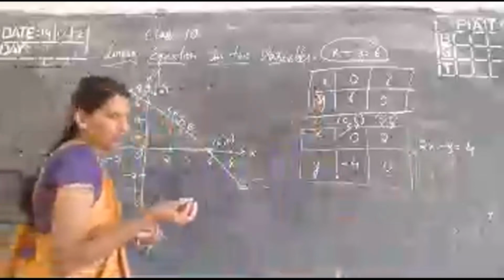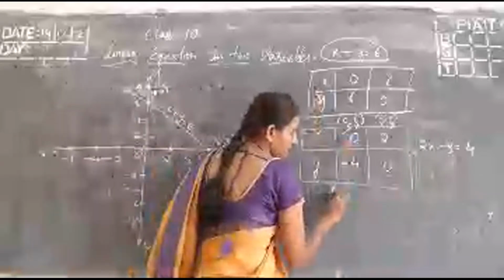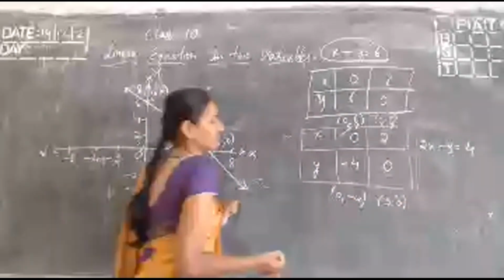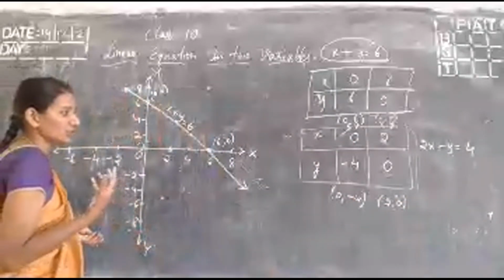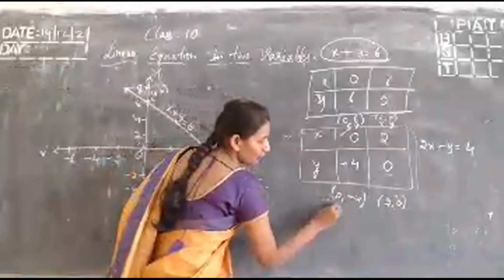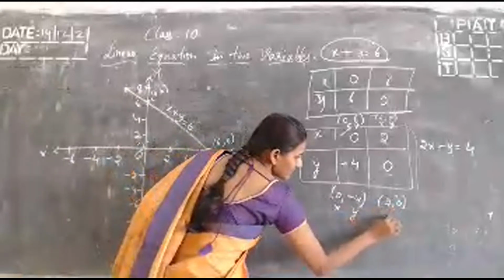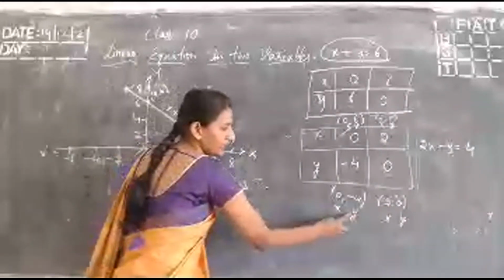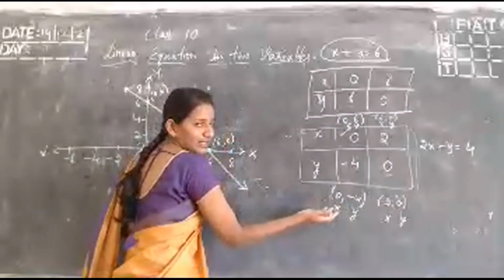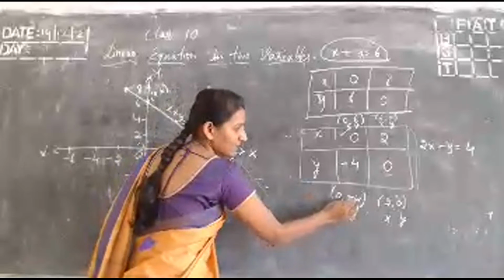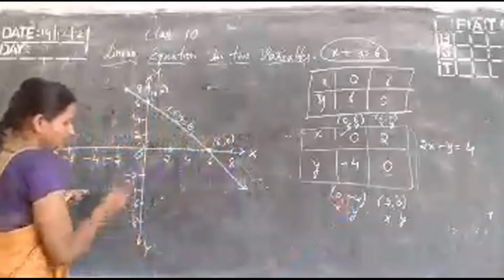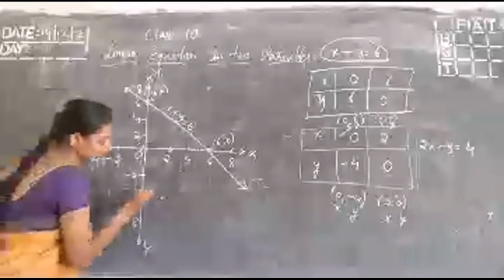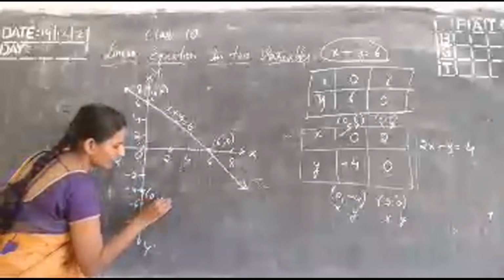We have 2 points again. What are the points here? 0, minus 4 and 2, 0. Where will you plot this 0, minus 4? This is the value of x, this is the value of y. See, what is y here? Obviously, x is 0, so don't take that. Y is minus 4. Obviously, this is 0, minus 4.